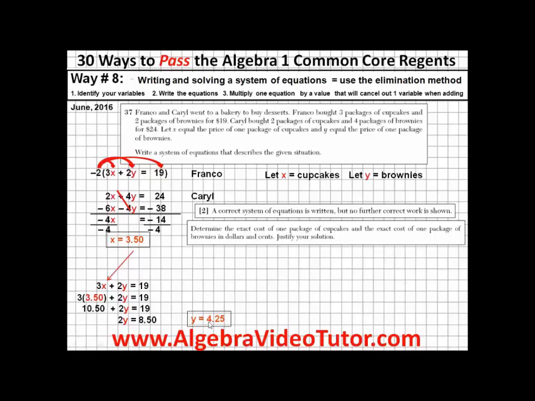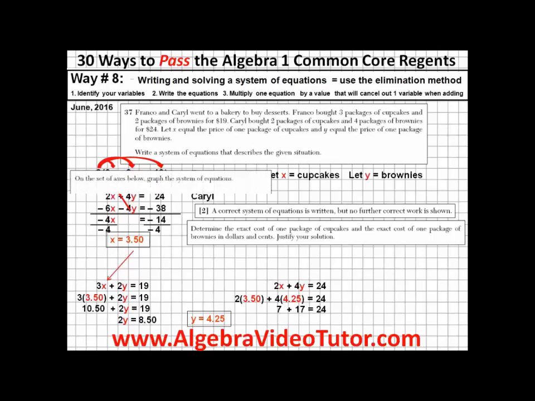Okay, now we have to justify to make sure that those are actually the values. So what you could do is, since we used Franco's equation here, let's use Carol's equation right over here. That's Carol's equation. And now we're going to insert $3.50 for x, and we're going to insert $4.25 for y. So that's going to look like this. And when you do 2 times 3.50 and 4 times 4.25, you get 7 plus 17 equals 24, which it in fact does. Okay, so that's showing your work. It's finding the exact cost of a cupcake and brownie, and it's justifying your solution.